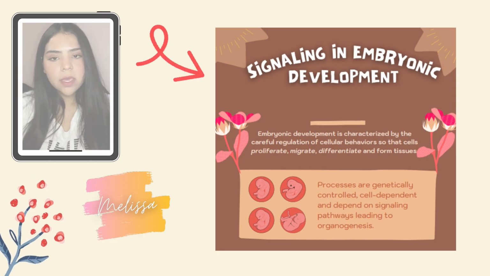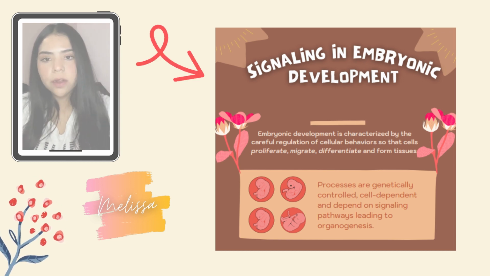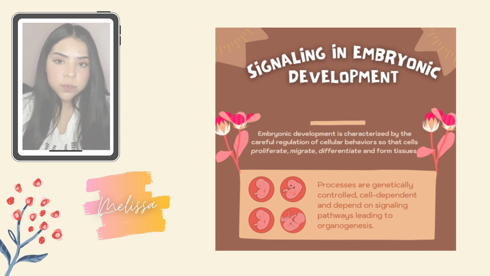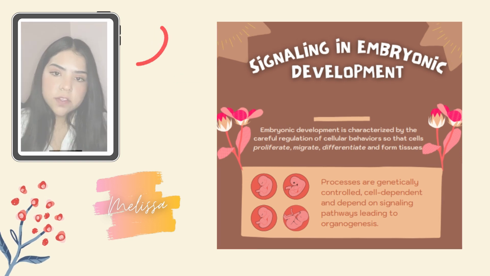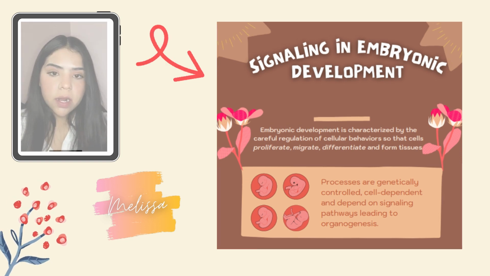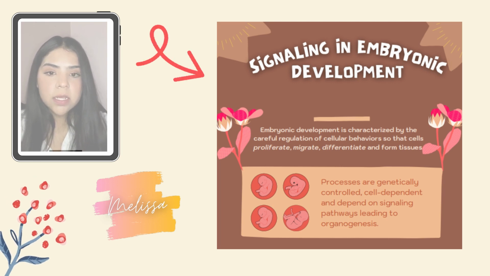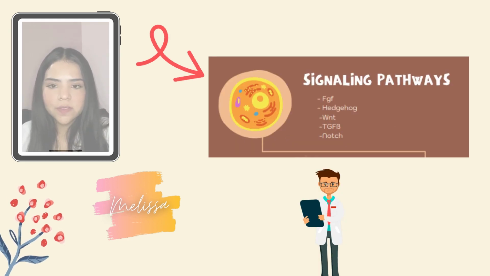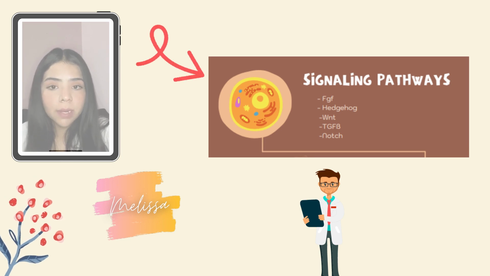Signaling pathways in embryonic development. Embryonic development is characterized by the careful regulation of cellular behavior so that cells proliferate, migrate, differentiate, and form tissues. These processes are genetically controlled and depend on the cells and signaling pathways that coordinate cellular interaction, leading to organogenesis. Signaling pathways operate during development, acting as cells develop.